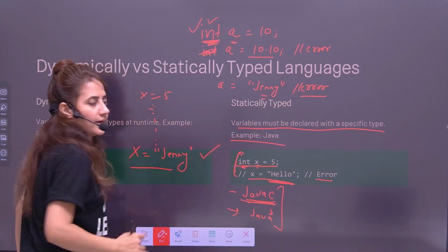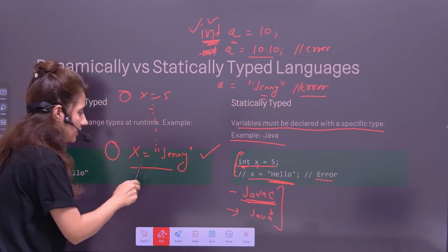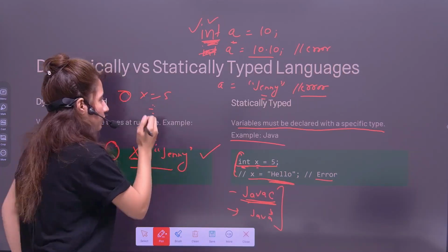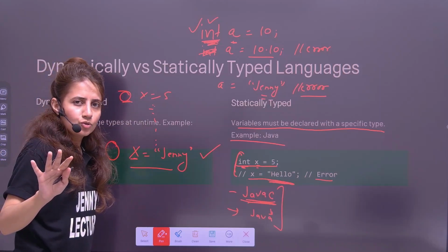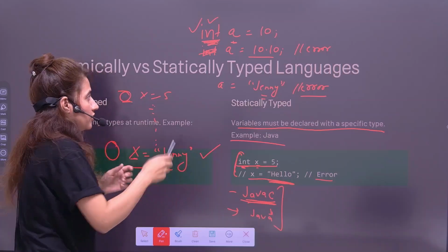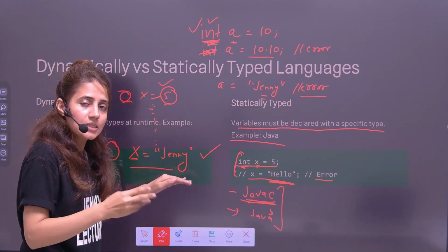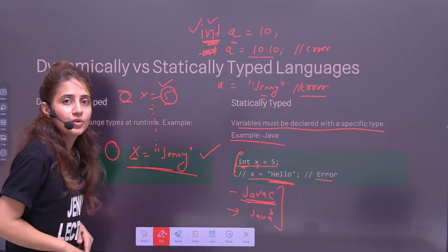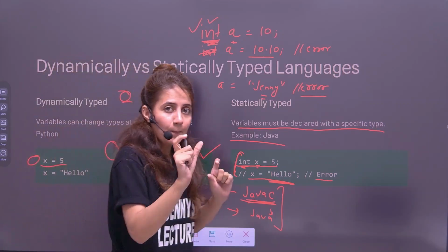In Python, it's correct because the type of this variable is determined at runtime only. You don't need to specify at compile time whether this would be int or string. No. So this is not static. The type is dynamic. It can be changed. At some point of time it was storing an integer value, while at some other point of time in the same program, we are storing a string here. So this type of checking is known as dynamic type checking.